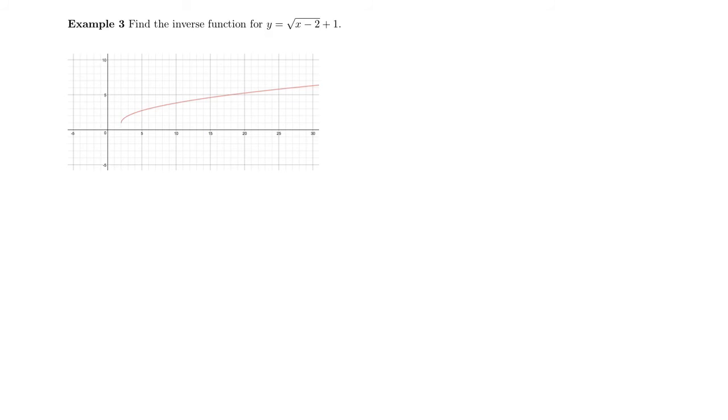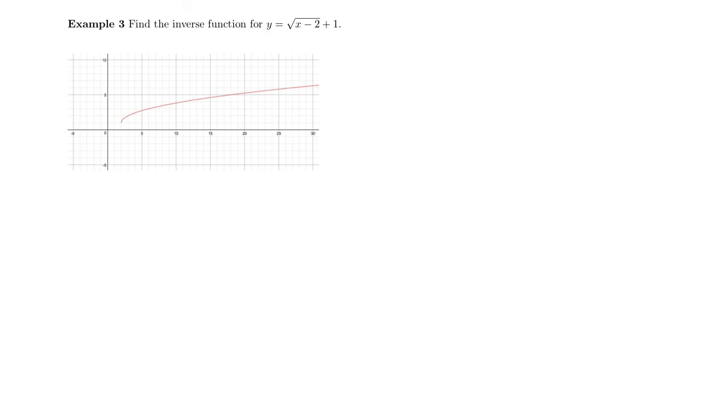And for the final example, example 3, I'd like to try to find the inverse of the function y equals the square root of x minus 2, plus 1. What's going to happen in this example is we're going to get an inverse function, but something's going to be a little bit incorrect about our answer.